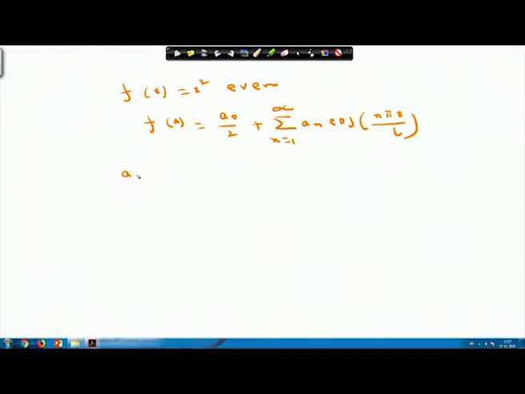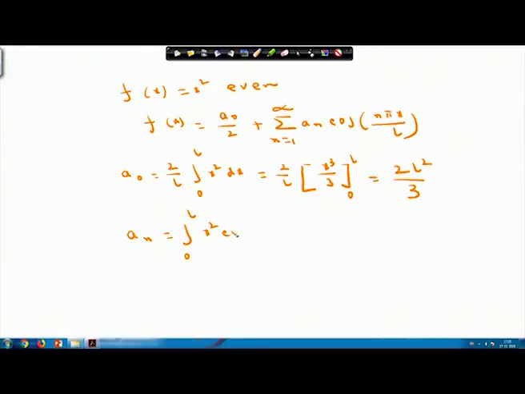Now, your a naught is equal to 2 by L into integral 0 to L x square dx. If I evaluate it, 2 by L into this will be x cube by 3 from 0 to L. So, you will obtain L cube. One L will be cancelled, giving 2 L square by 3. So, your a naught is becoming 2 L square by 3 and your a_n is equal to integral 0 to L x square cos of n pi x by L dx.